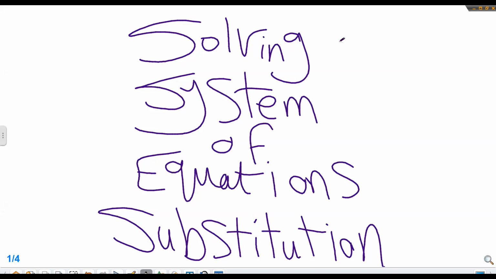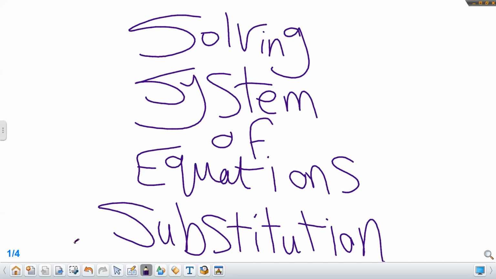Today, inshallah, you will study a new lesson in topic 6, lesson 2. In this lesson you will learn how to solve a system of equations using substitution. You have studied before how to solve a system of equations using graphical solution. But now you will study how to solve a system of equations using substitution.